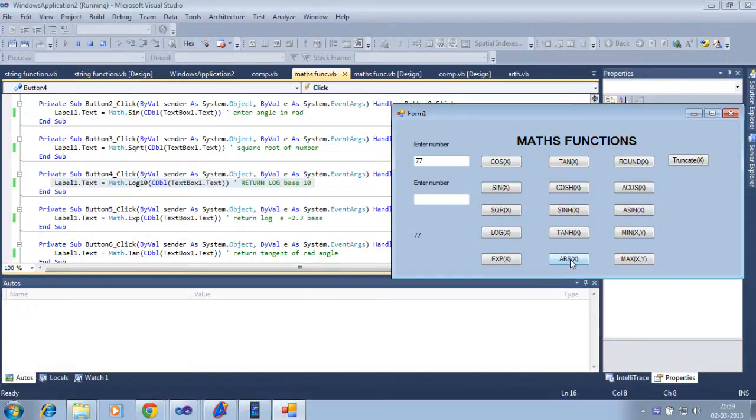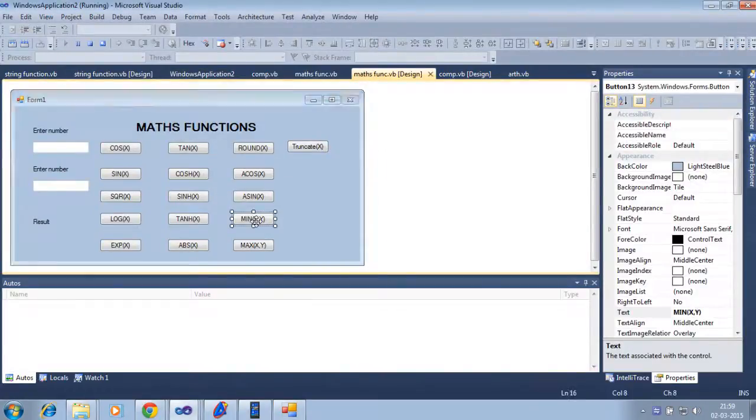Here is the function returning the absolute value. If you enter a negative number, this gives the absolute value. Here is the round. If you enter 3.9, this gives the rounding to the nearest value, 4. Truncate is simple, it eliminates the fractional value from the number. So minimum is the main function which compares 4 and 9. The minimum is 4. So it compares the two numbers.